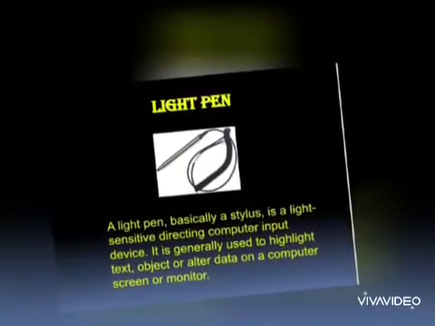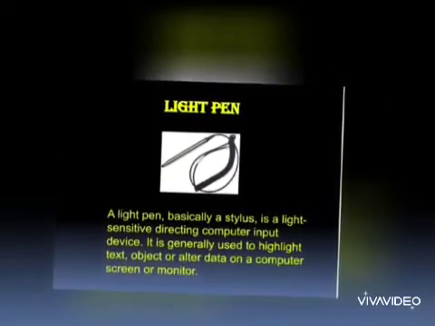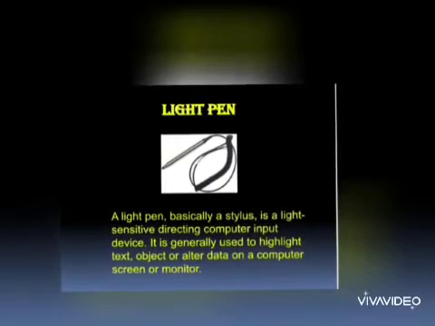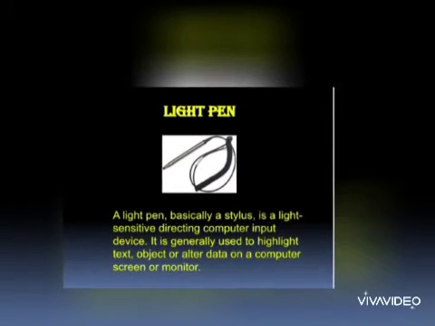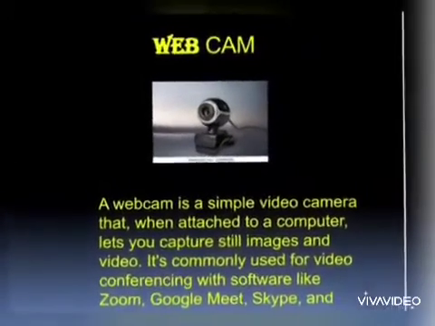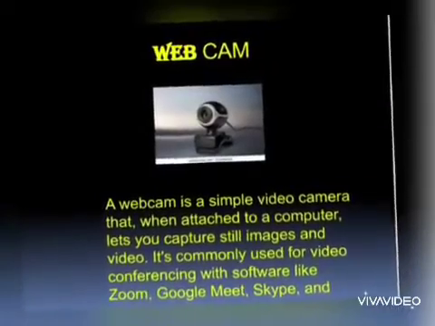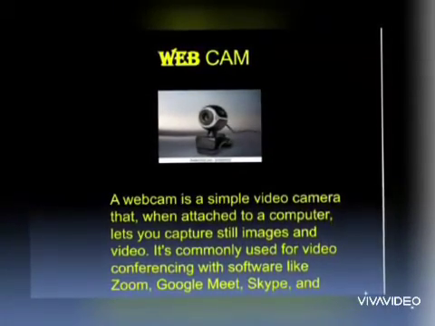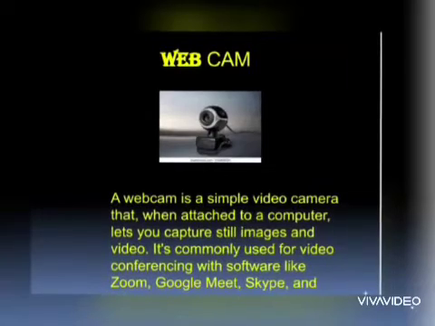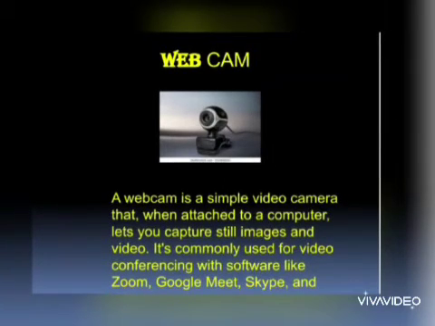Light pen. A light pen, basically a stylus, is a light-sensitive directing computer input device. It is generally used to highlight text, objects, or alter data on a computer screen or monitor. Webcam. A webcam is a simple video camera that, when attached to a computer, lets you capture still images and video. It's commonly used for video conferencing with software like Zoom, Google Meet, and Skype.